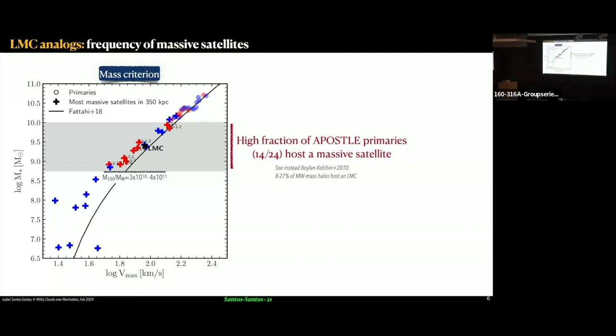And this was larger than what had been claimed in previous work that said something like 27% at most, and therefore claimed that the LMC was kind of like a rare object around the Milky Way. So this motivated us to think that perhaps the reason why we were finding this increased frequency had to do with the fact that we were studying local group environments.